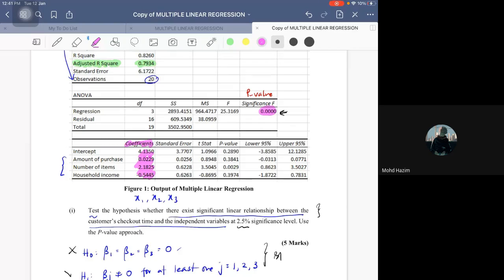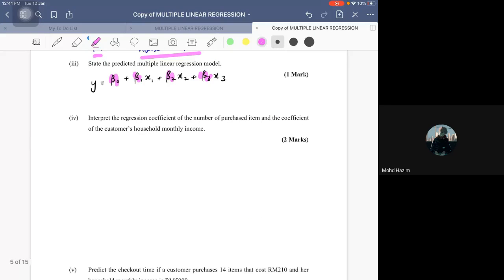I already have the output in front of me right here, so I'm just going to refer to that. For this case, from the output, the beta naught value is going to equal 4.1350. Just copy it down. And beta 1, the value is going to equal 0.0229, multiplied by x1. X is the variable. Y and x, you don't have to substitute. You only substitute the value of the betas. And then you have beta 2, that is going to be a value of 2.1825 x2, and the last one is a negative value, negative 0.5445, multiplied by x3.